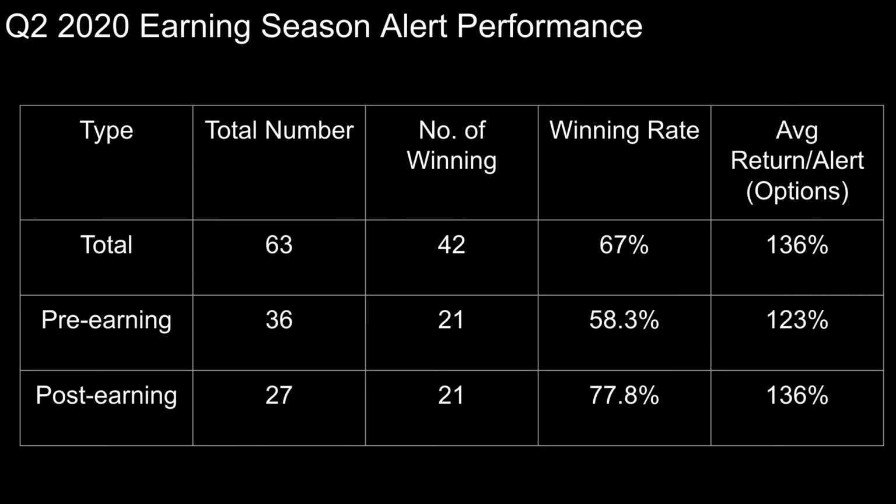Just a highlight of our Q2 2020 earnings season earlier performance. In total we sent out 63 alerts, resulting in 42 wins, which means the returns are over 0%. So that means the winning rate is 67%, which is pretty decent. And the average return per alert, just including options but not including any stock trading, is 136%, which is pretty decent. Here's some breakdown of the pre-earning play and post-earning play and their performance.